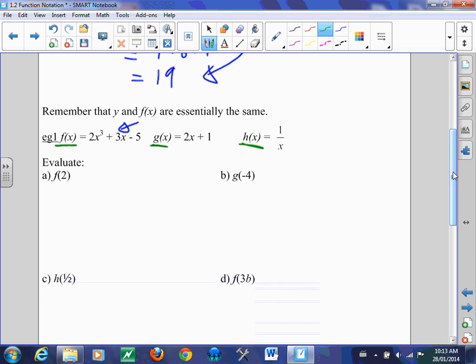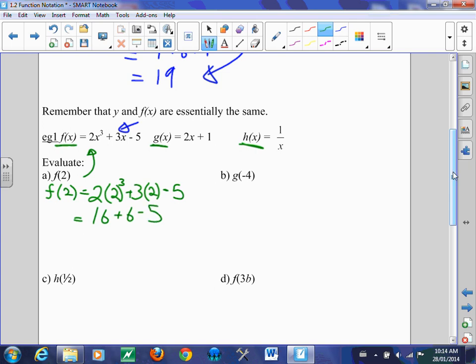Okay? So f(2) means you've got to look at that one. Looking at that, what does that tell us? It tells us that wherever we see an x, we're going to put a 2. So it's going to be 2 times 2 cubed plus 3 times 2 minus 5. Okay, use BEDMAS. 2 to the power of 3 is 8, times 2 is 16, plus 6 minus 5.